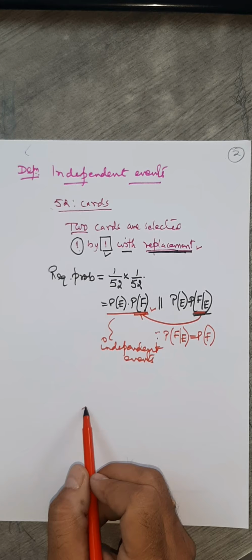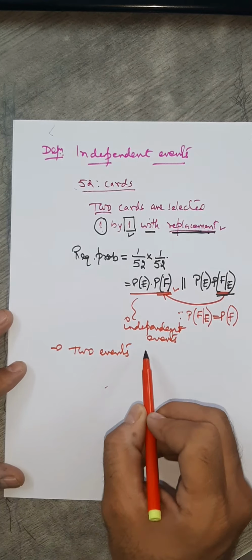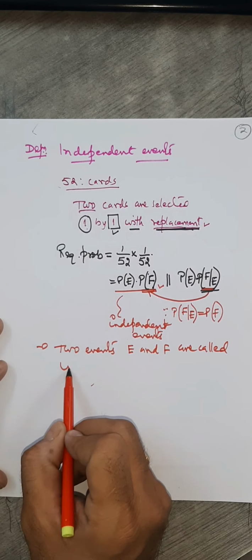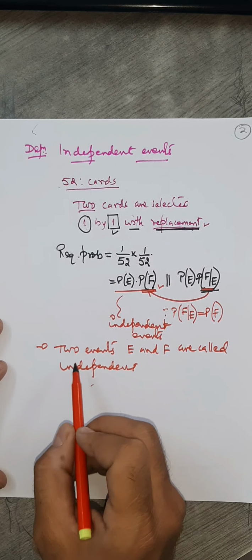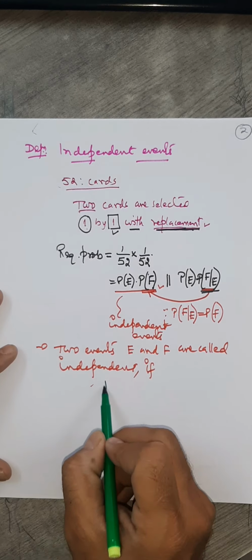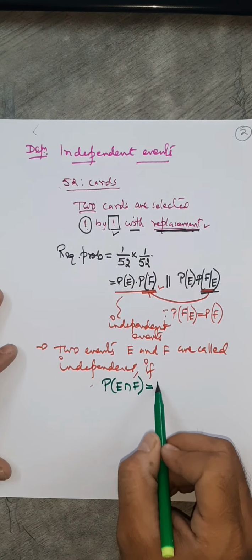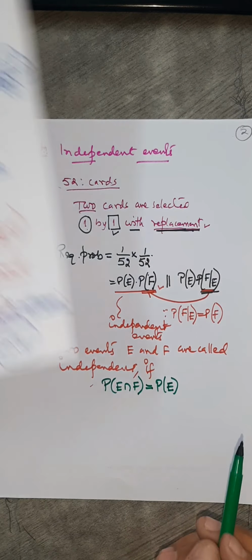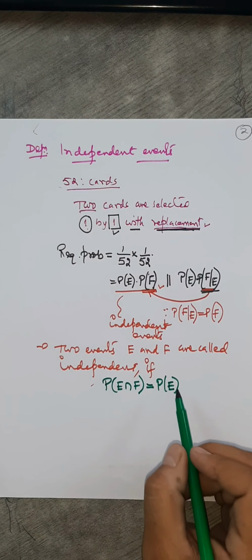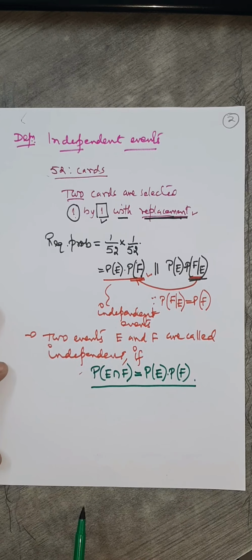Now how do we write this symbolically? Two events E and F are called independent events if this is true. What should be true? You know it. Probability of E intersection F equals probability of E into probability of F. Normally in the multiplication rule, if nothing is given, you have conditional probability. But if this event is independent of the already occurred event, then this is no more conditional. It is just P of F. So if this is true, then such events are said to be independent events.